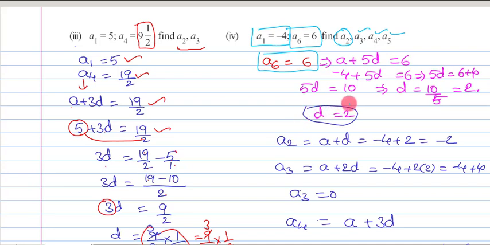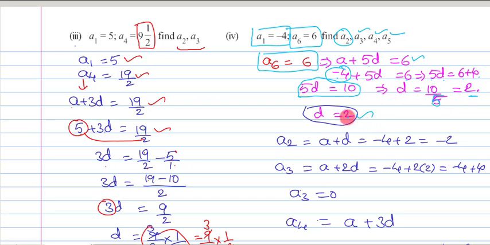A6, by using the nth term of AP formula, can be written as a plus 5d is equal to 6. In this, a is substituted as minus 4. So minus 4 plus 5d is equal to 6. Transposing this negative 4 to the other side of the equation, it becomes plus 4. So we can write 5d is equal to 6 plus 4. That means 5d is 10. From this, d is equal to 10 by 5, which is 2. So we got the common difference as 2.